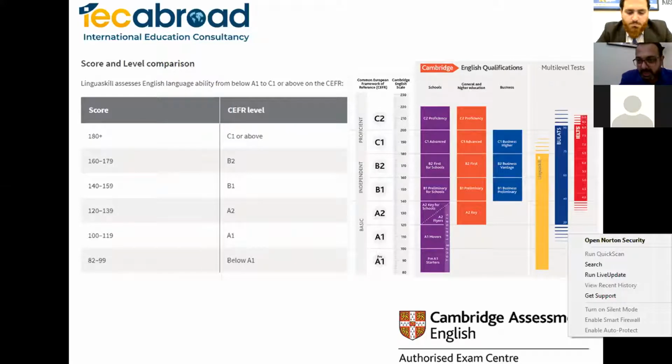Bulats used to be with Cambridge, as you can see in the blue bar, but recently Cambridge removed Bulats and came up with Linguaskill Business. It used to be Business English Bulats by Cambridge, but it has been removed and is now obsolete. Instead of Bulats, you can have Linguaskill Business.